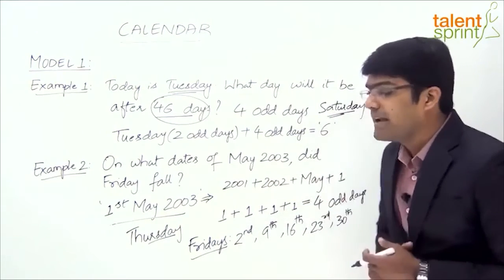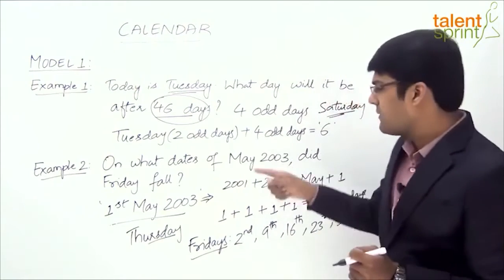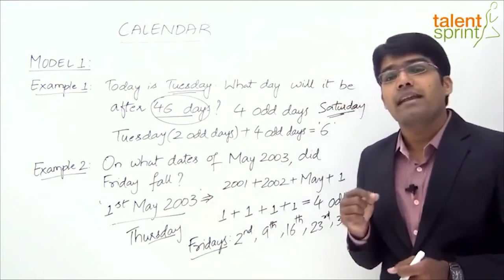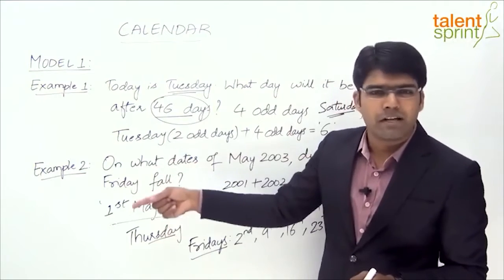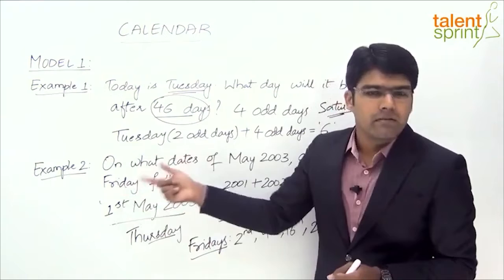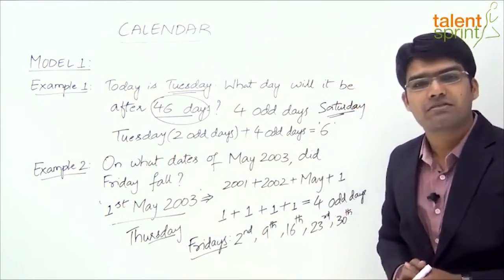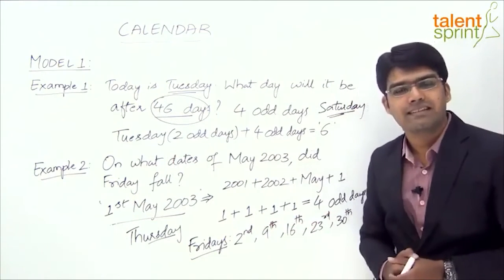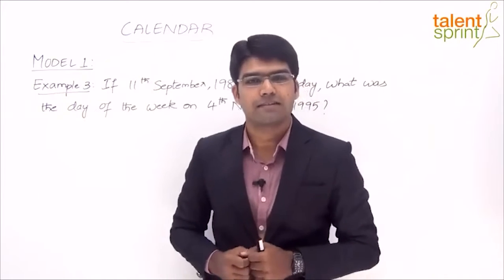So this is how we can find out on what dates of a particular month will a particular day fall. Like in our case, it is May 2003 and the day is Friday. So all we need to do is find out the day of the week for the first date of that month or any other date of that month, and based on that we can find out on what dates will Friday or any given day fall, right? So total we have got 5 Fridays in the month of May 2003, and those Fridays fall on 2nd, 9th, 16th, 23rd and 30th.